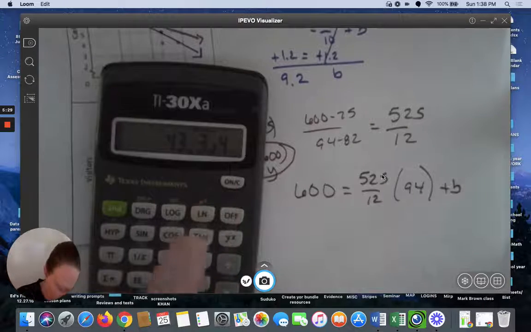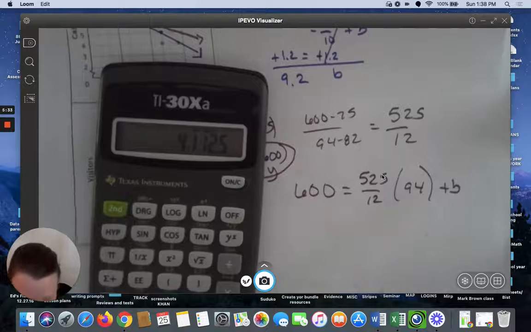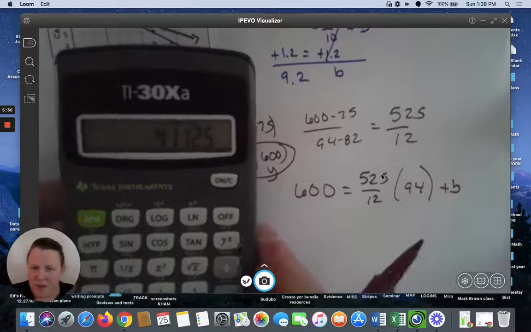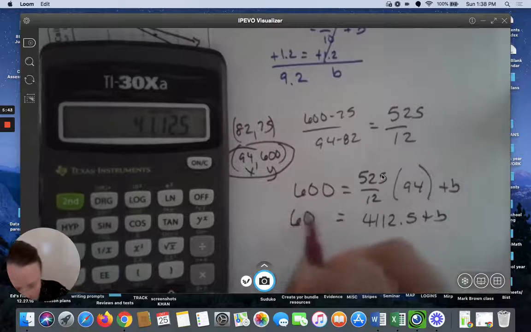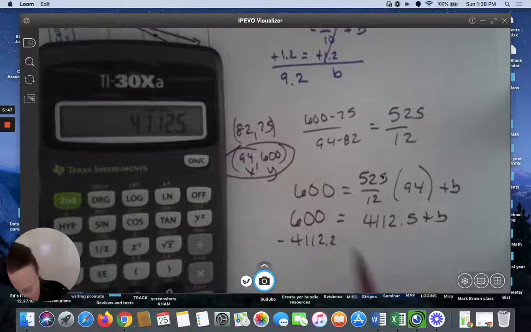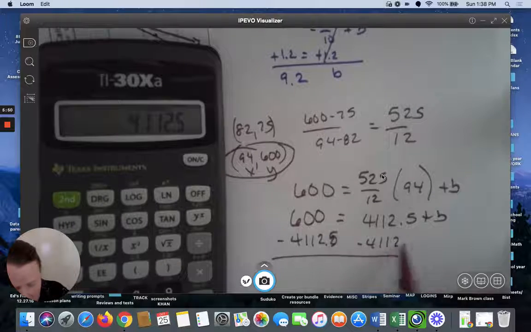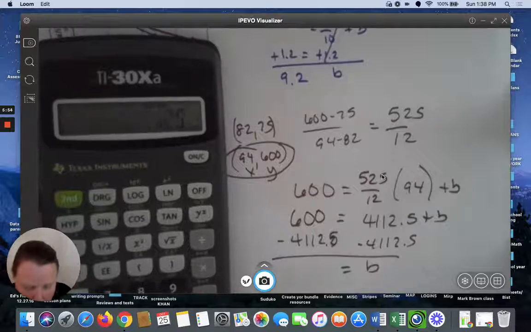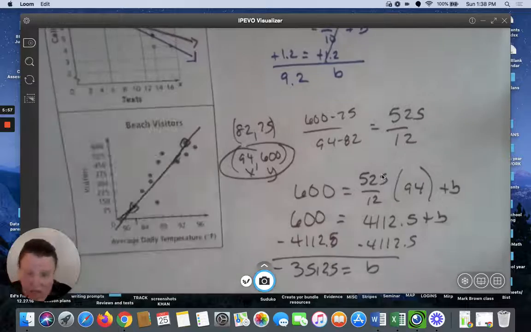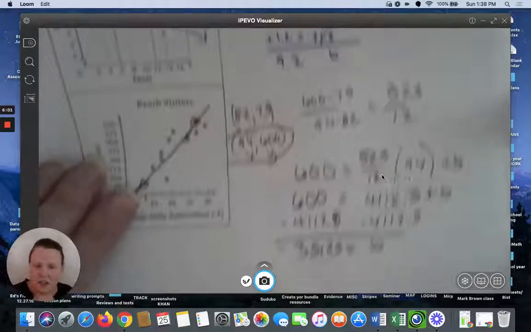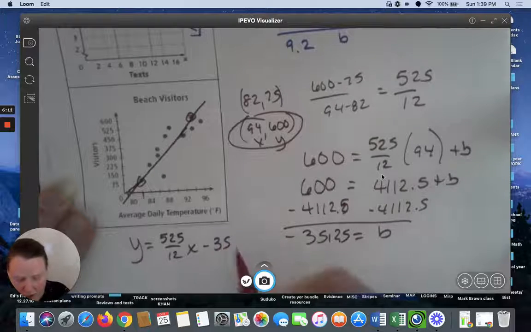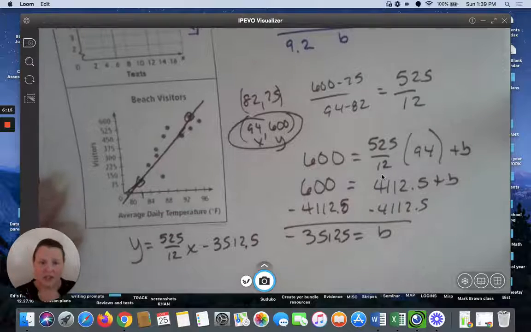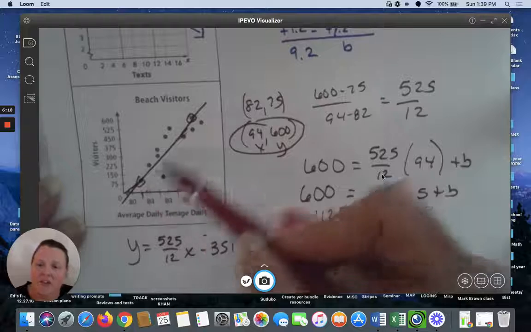And so again, I'm going to do my calculation. I'm going to take that number that I had on my calculator and multiply it times 84. And I get a decimal answer of 4,112.5. And then we are clearly going to have to subtract that from 600 so that I have negative 3512.5. And so now I'm ready to write my equation. If I come over here by the graph and write my equation, my choice was 525 over 12 x, and I ended up with negative 3512.5.